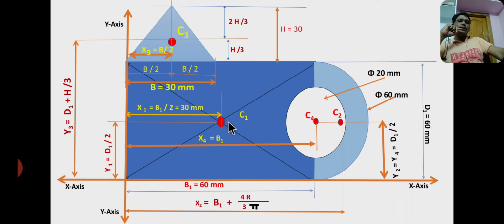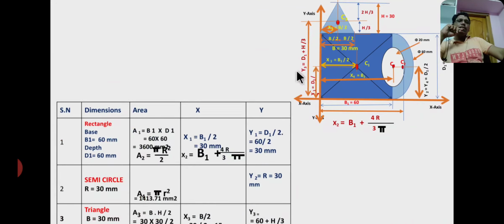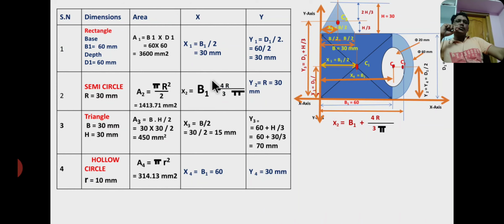These values are written in tabular form in the next slide. From the diagram, the values are here. See, these are the serial numbers or section numbers. Section 1 is a rectangle, section 2 is a semicircle, section 3 is a triangle, section 4 is a hollow circle. So here also area 1, area 2, area 3 are the same and considered as positive sign for solid sections, and area 4 is a hollow circle, therefore I consider here a negative sign for area 4. These are the x and y values for the individual centroids.